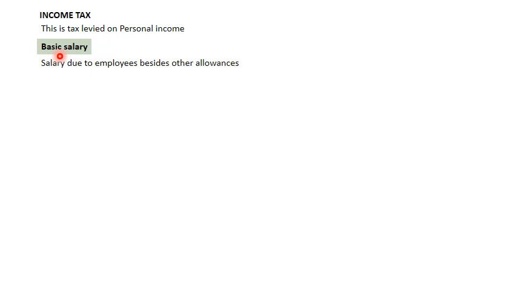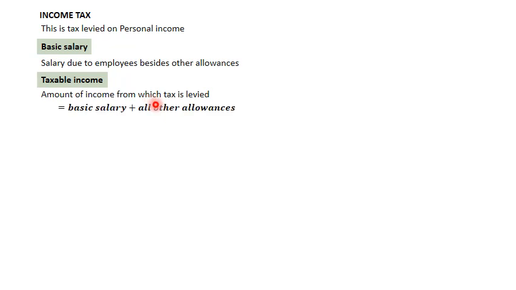Income tax. Now, this normally refers to taxes levied on personal income, and it's comparable to the taxes on products that we buy, which is normally called the VAT, value added tax. As we learn the concept of income tax, we're going to first familiarize ourselves with some concepts. First, basic salary, which is normally the salary that is due to employees besides other allowances. Another concept is taxable income, which is normally the amount of money from which tax is levied, and includes basic salary and all other allowances.